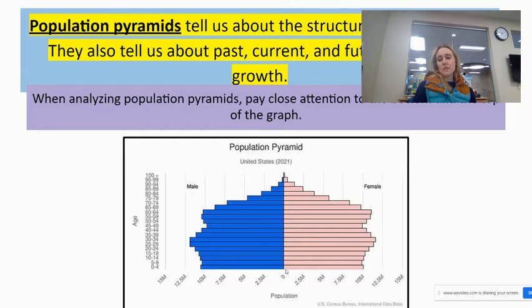And the population starts at 0 in the middle here, and it goes the same on both sides. So this one goes into the 12.5 to 15 millions on either side. If we took a look at this, we could see that in the United States in 2021, there were just over 10 million boys that were ages 0 to 4.